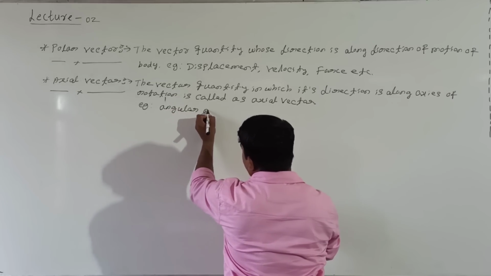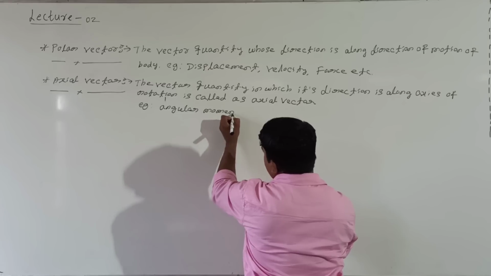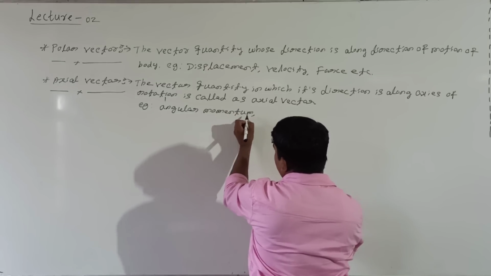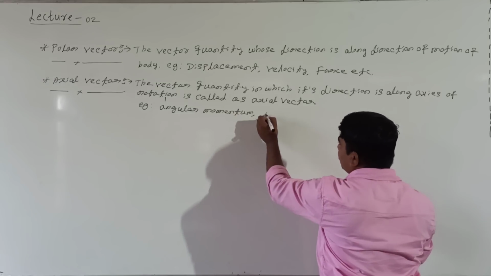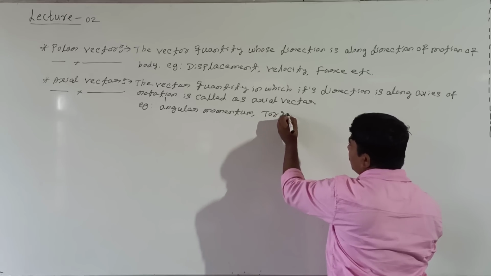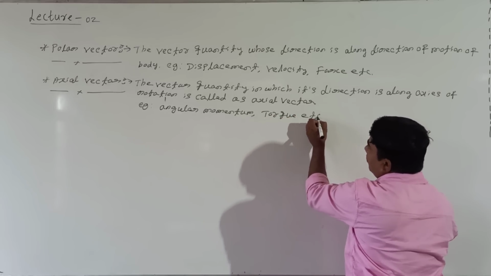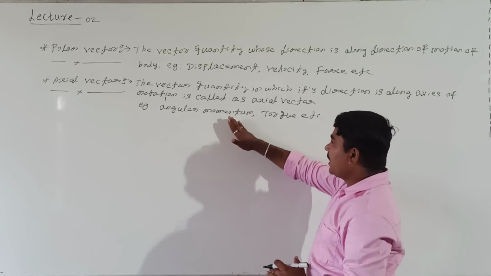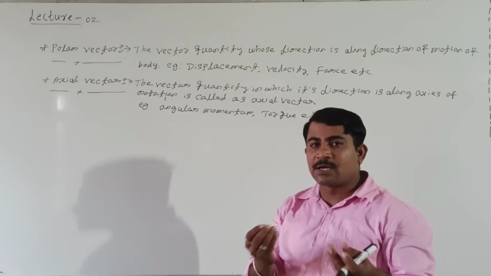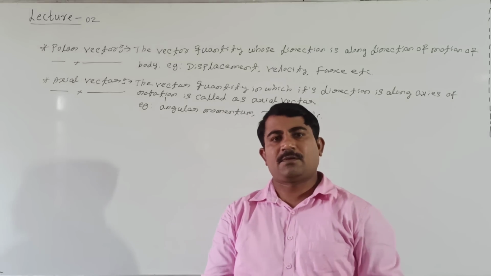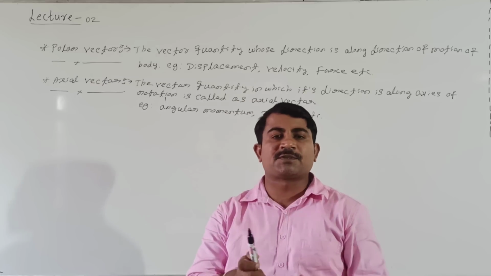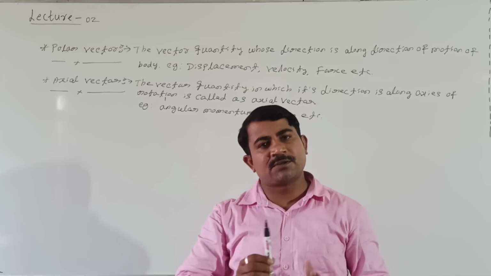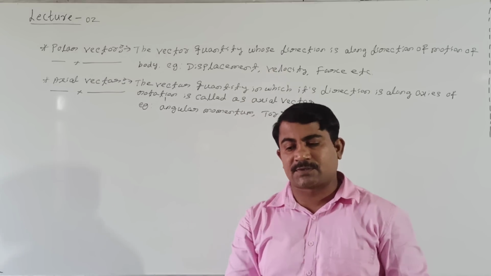Angular momentum. Second one, torque we can call. Torque, etc. These are all the examples for axial vector. What is the meaning of angular momentum and torque? We will learn in the upcoming chapters. Simply, any vector whose direction is along the axis of rotation, such vectors we are calling axial vectors.